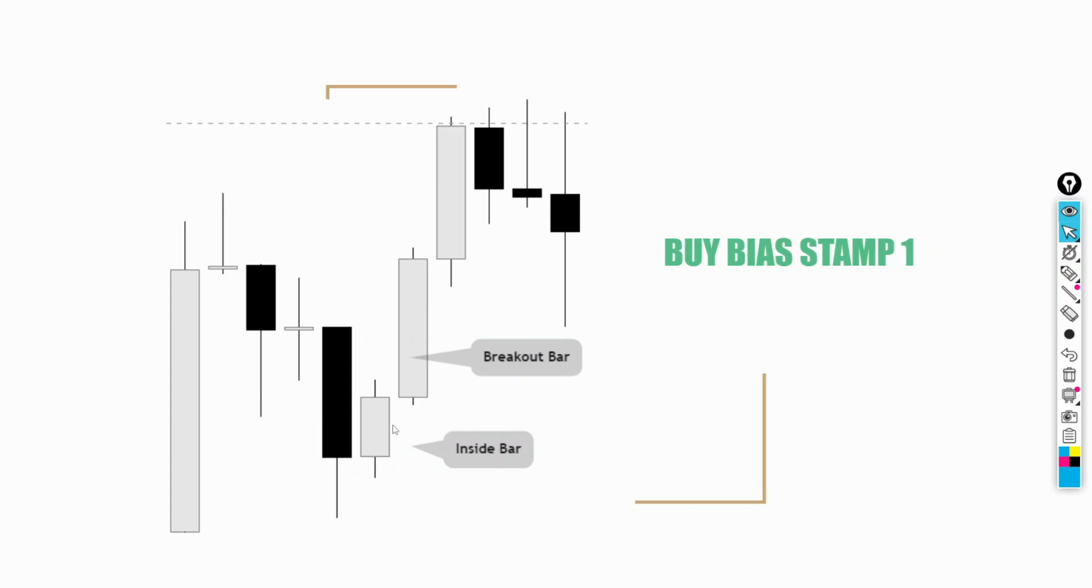Now we have the inside bar. So let's use our drawing tool. We have our inside bar.